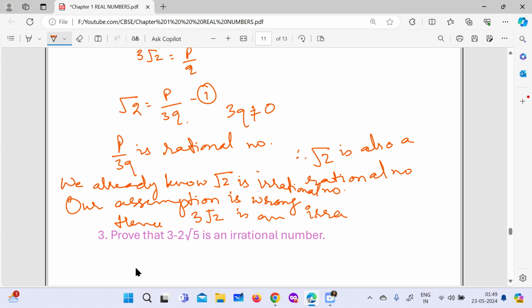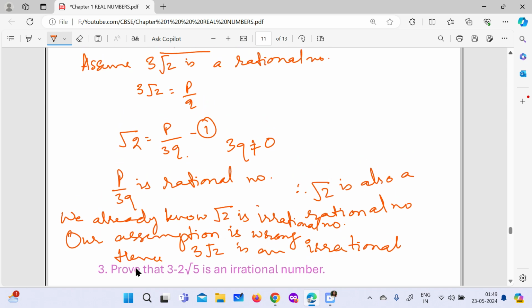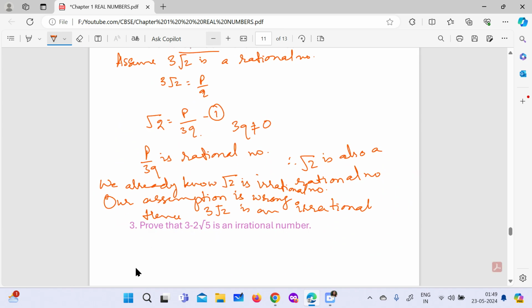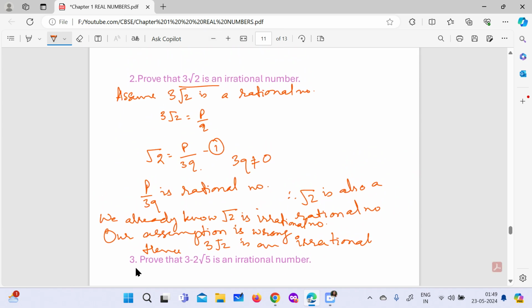I hope this is clear. This is easy to prove. So in this we don't have to do much. You just assume it this way. See, your question is, prove that 3 root 2 is an irrational number. So we will assume that 3 root 2 is a rational number. Because this is a rational number, we can write it in the form of p over q.